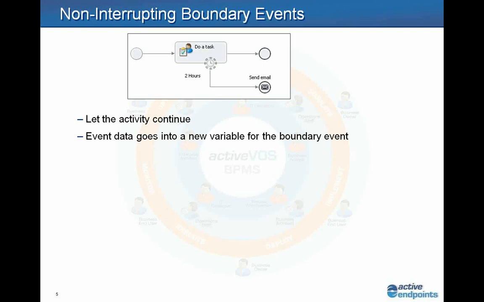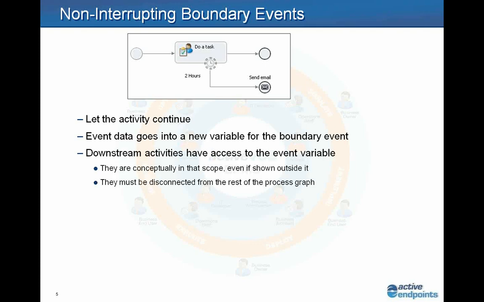In the case of a timer, there's not much data to actually put there, but there are other things like message events. You can wait for a message event to occur, and the message itself has to be stored somewhere. It gets stored into a new variable that's associated with that boundary event. And then all of the downstream activities have access to that event variable, in addition to the regular variables that are associated with the process or scope that it's in.